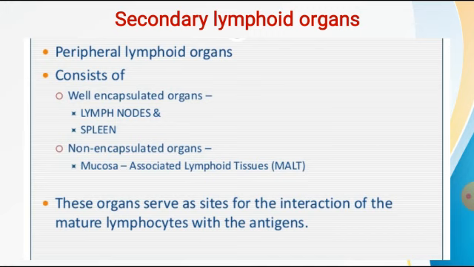Primary lymphoid organs are over, and now we are moving to the secondary lymphoid organs. It is otherwise called the peripheral lymphoid organ. It consists of two categories based on the capsule: encapsulated organs and non-encapsulated organs. In the encapsulated organs, the best examples are lymph node and spleen, and non-encapsulated is MALT, that is mucosa associated lymphoid tissue. These organs serve as the site for the interaction of mature lymphocytes with antigens.